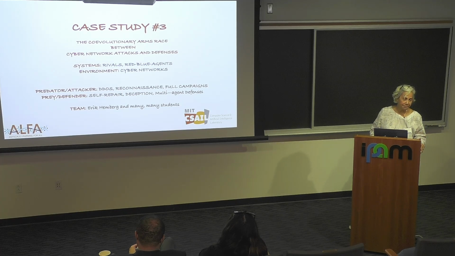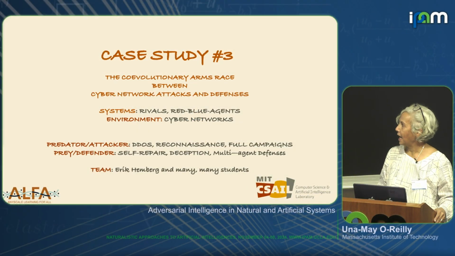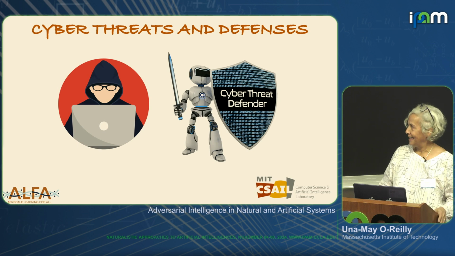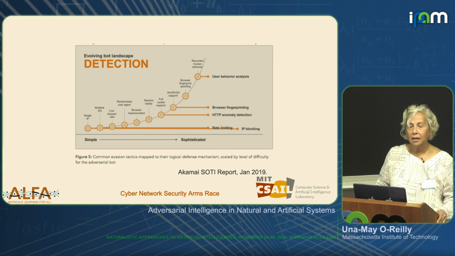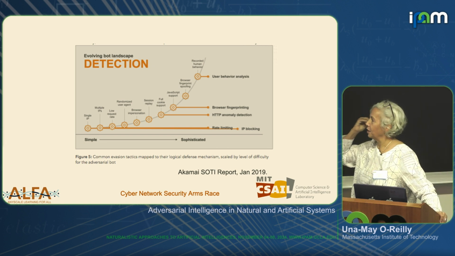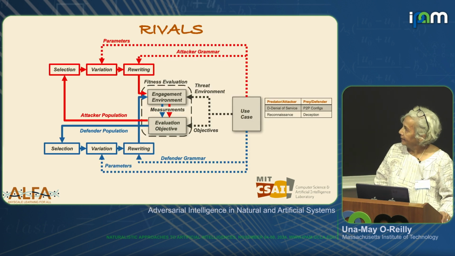Another adversarial setting is in cyberspace, where we have cyber networks that are under attack by threat actors and defenders, and we've built some systems there. There's our threat actor in red and our defender in blue, and there truly are arms races here. This is a report from Akamai. I'm talking about the evolution of bots for DDoS attacks.